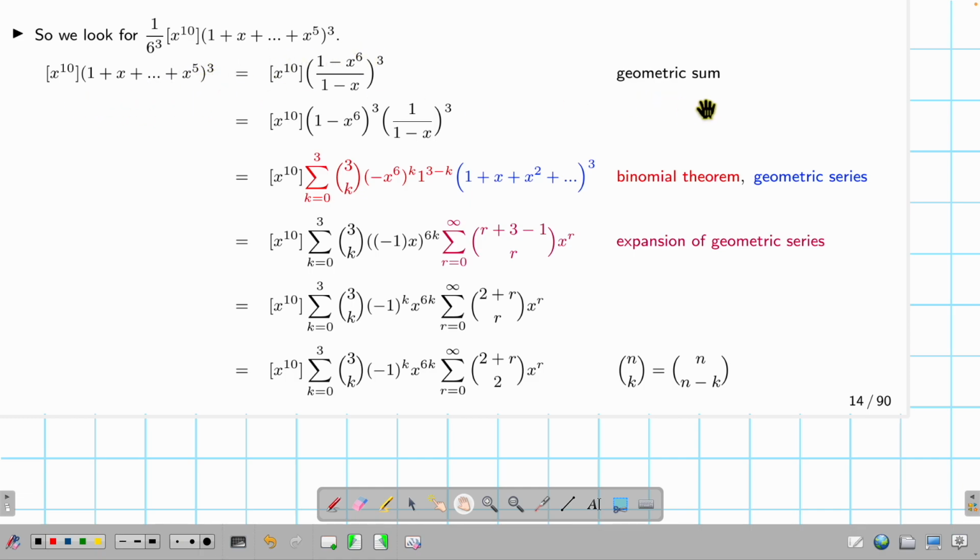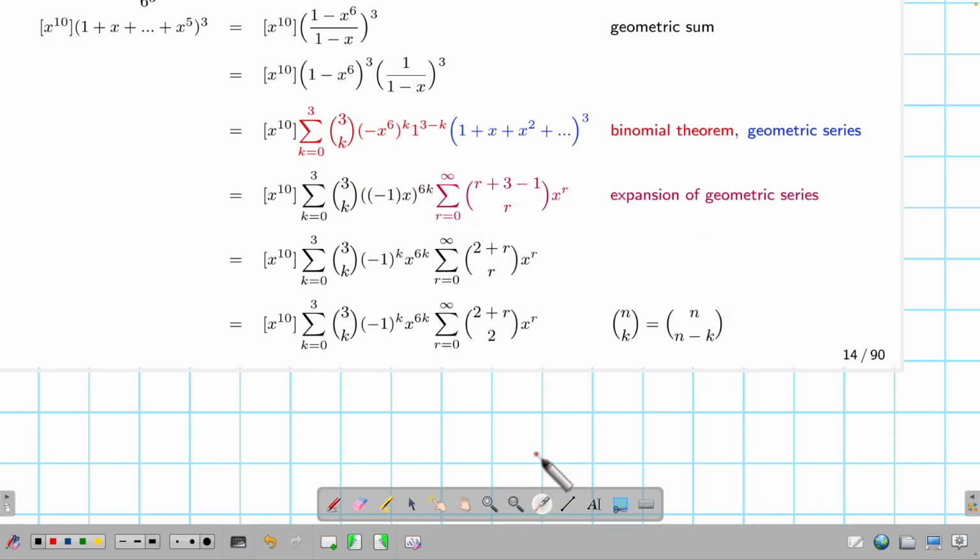So first we perform geometric sum. 1 plus x plus up to x^5 will be (1 minus x^6) divided by (1 minus x). So recall 1 plus r plus up to r^(k-1) is (1 minus r^k) divided by (1 minus r). Here k is 6, so k minus 1 is 5. Then we have two terms, the thing on top and the thing on bottom. I split them, so I have this term and this term.